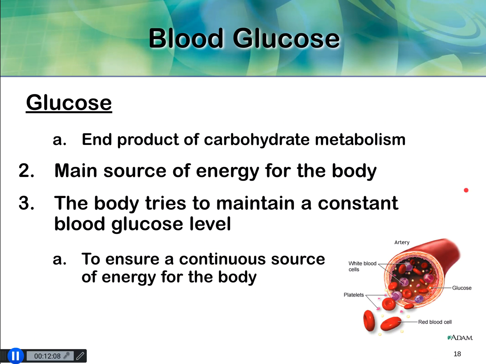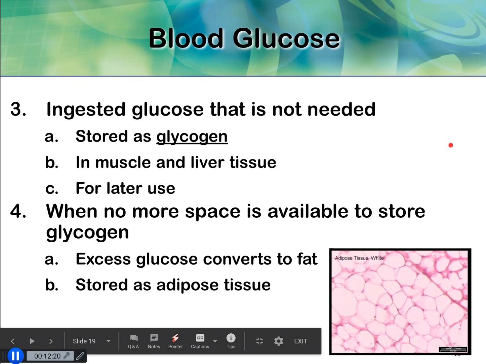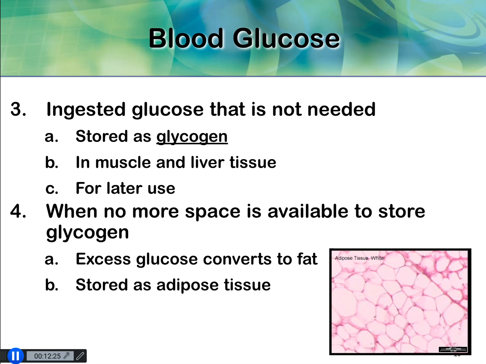So here in this illustration, you have an artery, you have the white blood cells, and then the red blood cells, and the little platelets, and then the little molecules of glucose there as well, floating around in the blood. So if we ingest more glucose than we need, it gets stored as glycogen, and it gets stored in our muscles and livers for later use for energy. So when no more space is available to store the glycogen, so we've completely filled up our glycogen stores, the excess glucose that we've eaten gets converted to fat and is stored as adipose tissue.